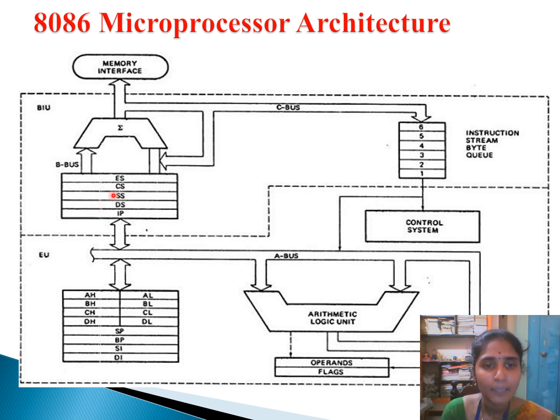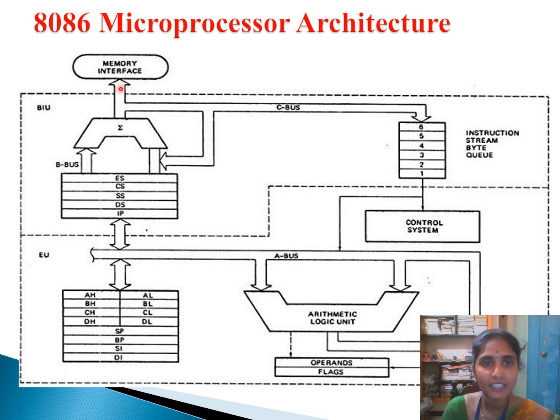Suppose, for example, the code segment contains the segment address and the instruction pointer contains the offset address. Then these addresses are given to the address generation circuit, which calculates the physical address by using the formula physical address equals segment address times 10 plus offset address. After calculating the physical address, it will fetch the instruction from memory.